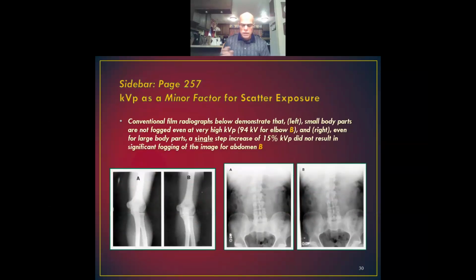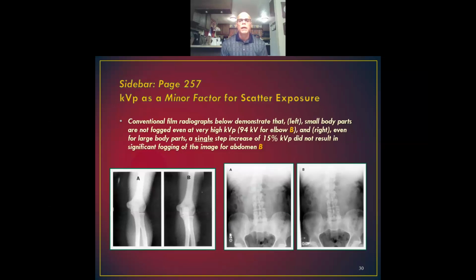Okay, on a sidebar, this is skipping back over onto page 257. It says KVP is a minor factor for scattered radiation. This is page 256. It talks about, obviously, in the past when we were doing film screen, we were very cognizant of the issue with scatter, because scatter definitely fogged our images, which is what you're taught now, that it puts this blanket of darkness over the entire image.